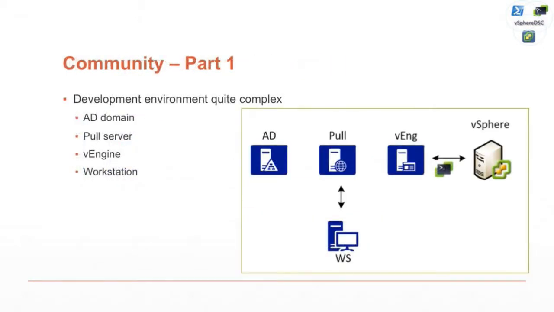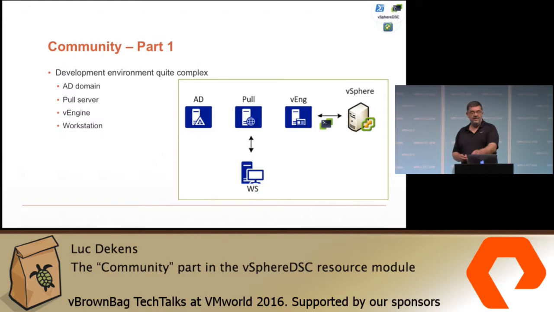Now, what environment did I start with? It was a quite complex environment, as you can see on the schematic on the slide here. I set it up for an Active Directory environment. That's due to the authentication. There was a pull server. That's the one that is providing the module and the configuration files to the target agents. I had a vEngine agent server, sorry. That is the one that was actually talking via PowerCLI to your vSphere environment, because you don't want to install an LCM agent on your vCenter.